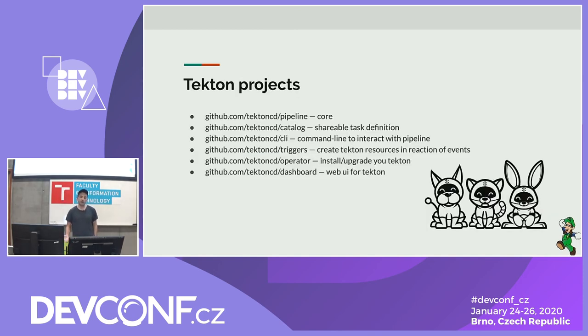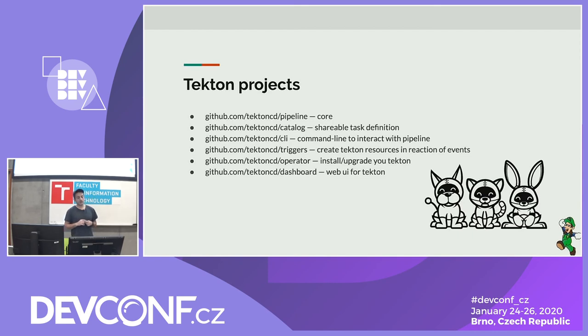So what do we do and what do we provide currently? Because there is stuff that's happening and new stuff that's going to happen. But currently there's pipeline, that's what we call the core Tekton CD. That's what provides the whole shenanigan of building and listening for whatever the user configuration is.